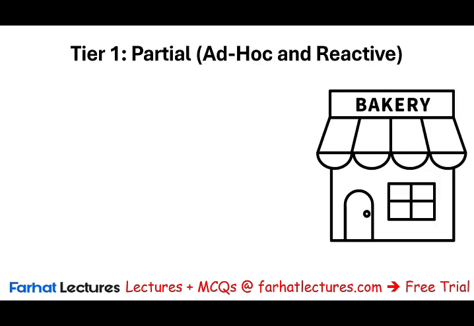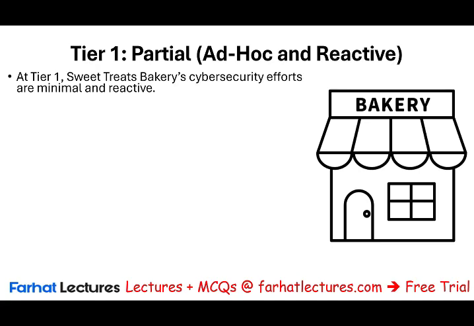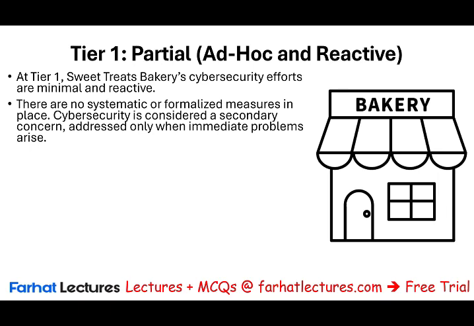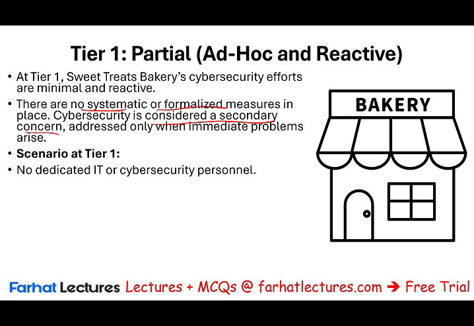We're going to start with the humble beginning of Sweet Treats Bakery. When they started, it was a family store, only the family working at the store. The cybersecurity efforts are minimal and reactive. What does that mean? It means they practically have nothing and they're hoping for the best. Nothing will happen. There are no systematic or formalized measures in place. Cybersecurity is considered a secondary concern, only addressed when there is a problem. And they hope they don't have any problems. No one hacked them. No one brought their website down. And life is good.